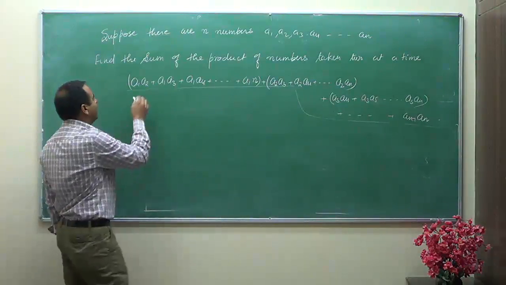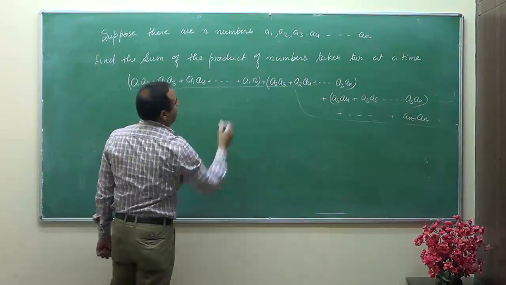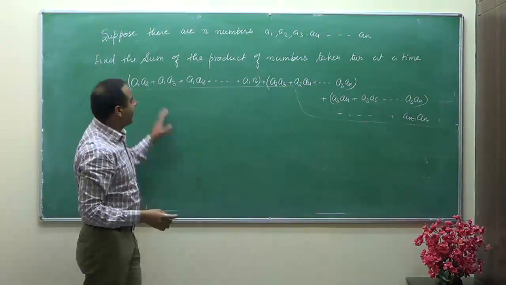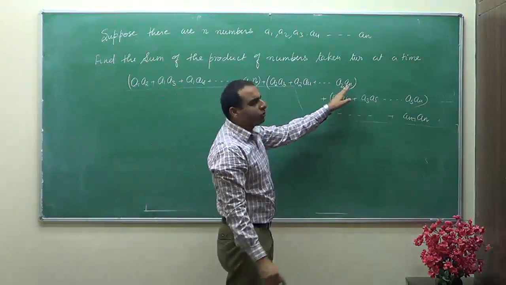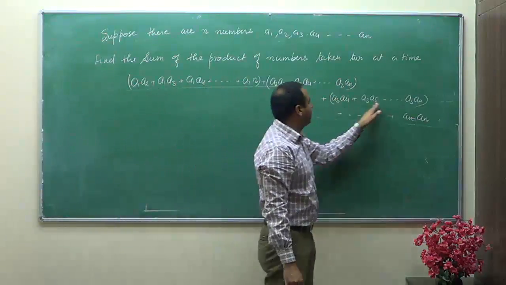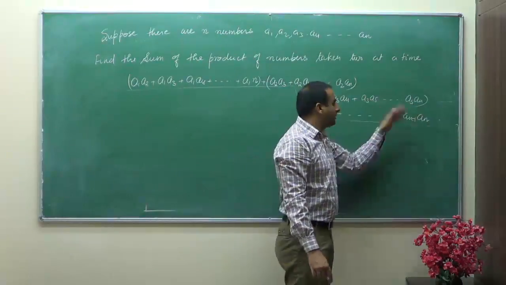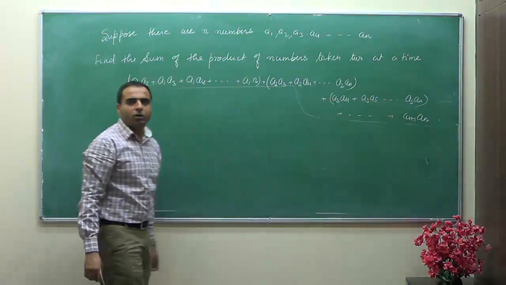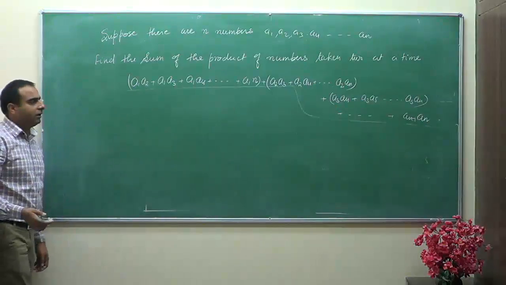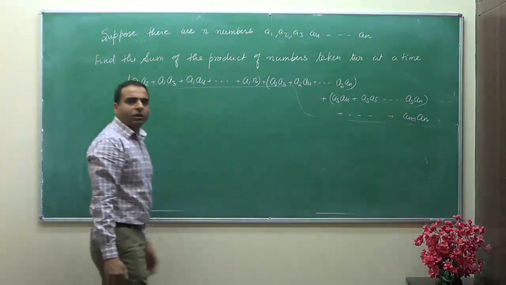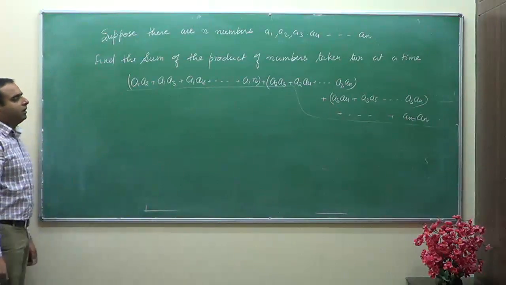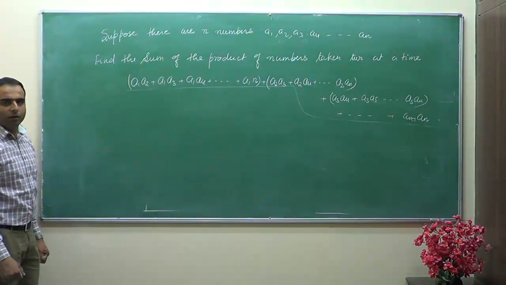You can also find it another way. How many terms are in this bracket? n minus 1. In this bracket, n minus 1. In this bracket now, n minus 2. In this bracket, n minus 3. In the next, n minus 4. In the next, n minus 5, and the last it is 1. If you find the total number of terms, it will be n into n minus 1 upon 2.